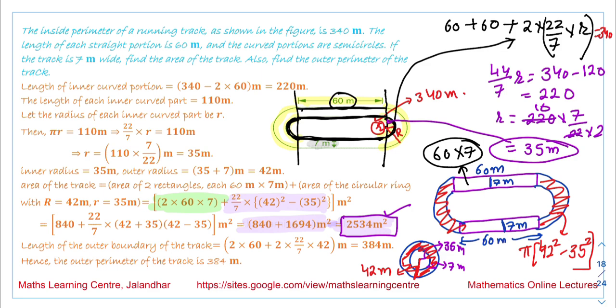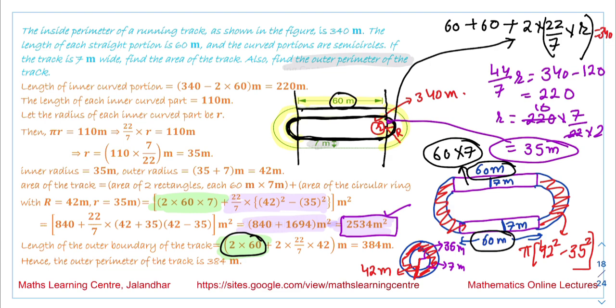Next, the second thing we have to calculate is the outer perimeter. So for the outer perimeter, the length of this portion is 60 meters, the length of this portion is 60 meters. So it is 2 times 60 meters. This value is shown over here. It is 2 times 60 meters.